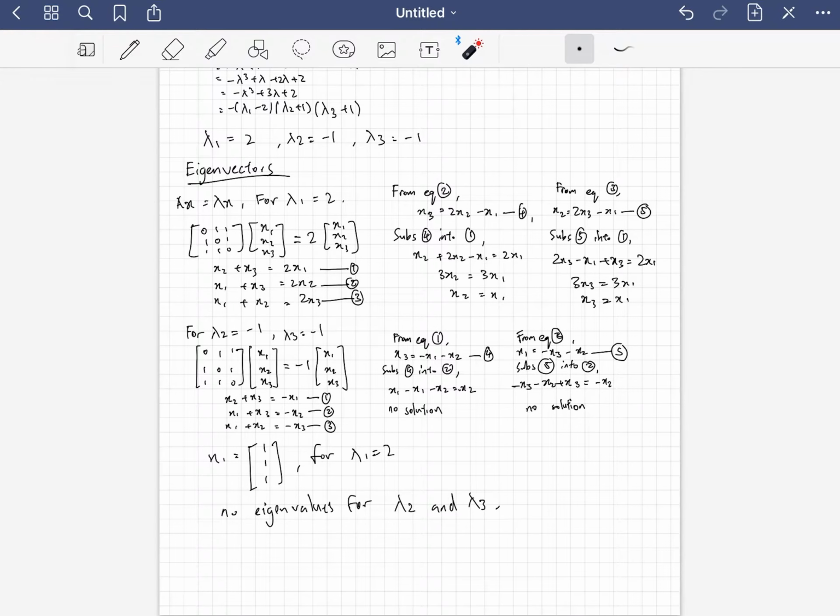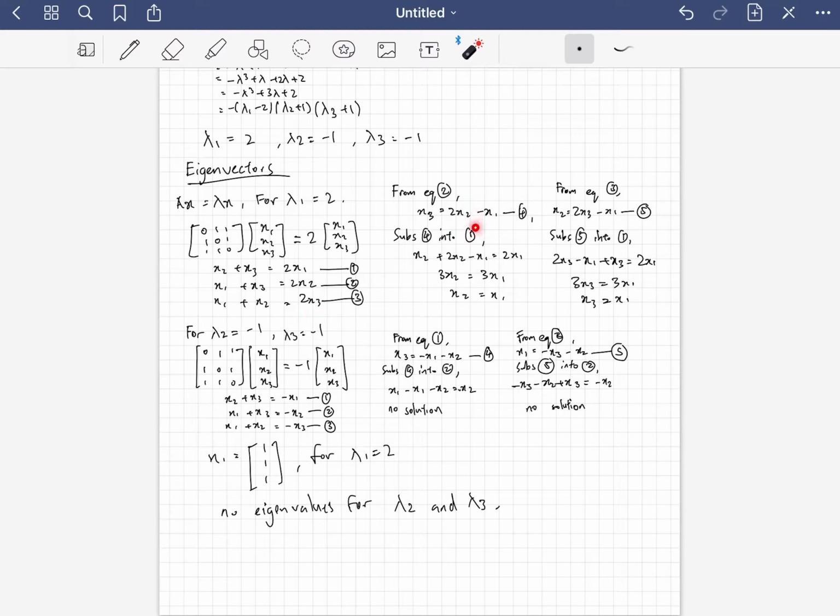For the eigenvectors, I let Ax equals lambda x for lambda equals 2. So I rewrite the matrix and expand it for the equations. x2 plus x3 equals 2x1 for equation number 1. x1 plus x3 equals 2x2 for equation number 2. x1 plus x2 equals 2x3 for equation number 3.